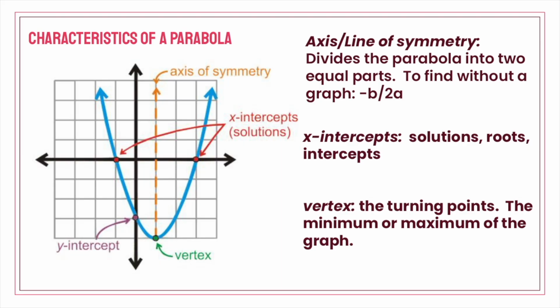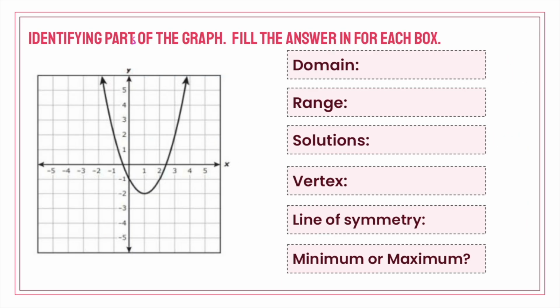Now let's take a look at finding these characteristics. So here we've got a parabola and it wants us to identify the parts of the graph and fill in our answer for each box. So we'll start with the domain. If we take a look at our picture, we can see that our arrows are going up and out forever. So they're going to continue to go to the right as far as they can. They're going to continue to go to the left as far as they can. So for our domain, it's going to be all real numbers, or we can write the symbol for all real numbers, whichever one you are more comfortable with.